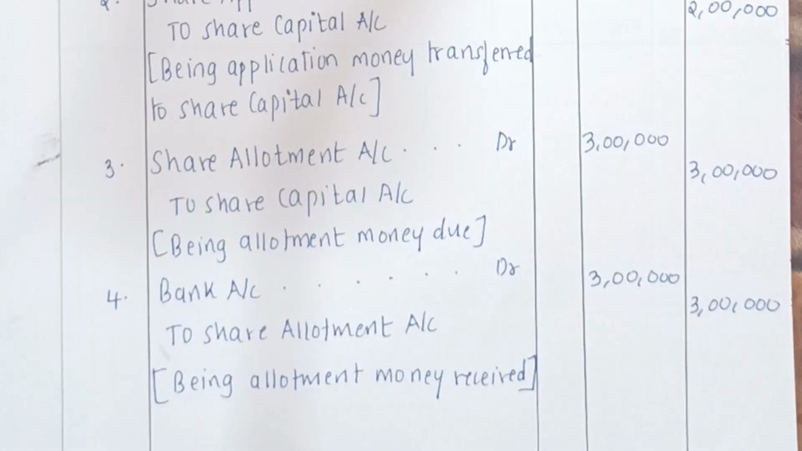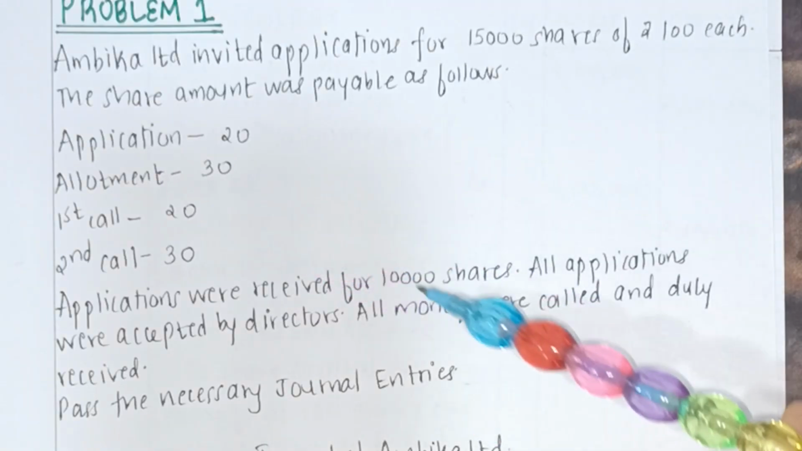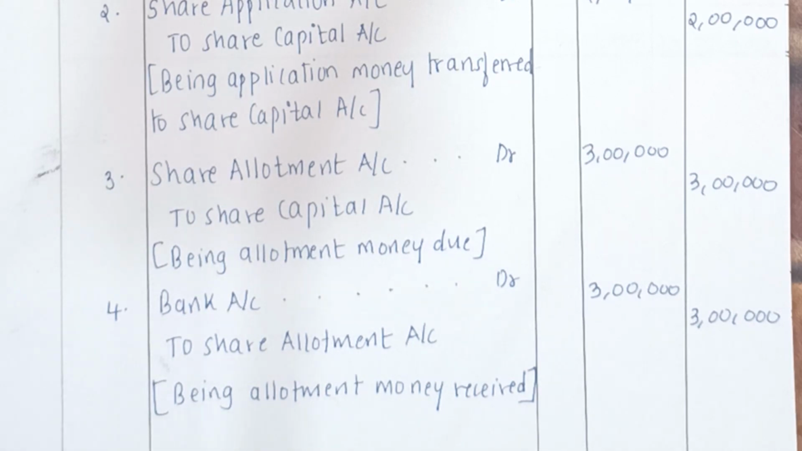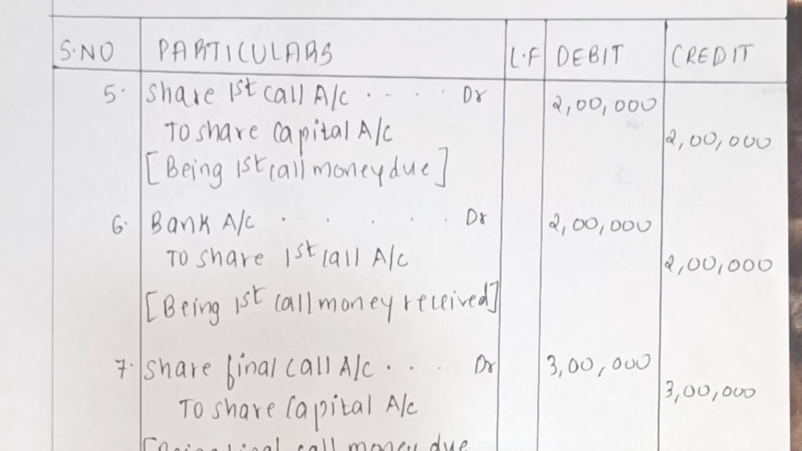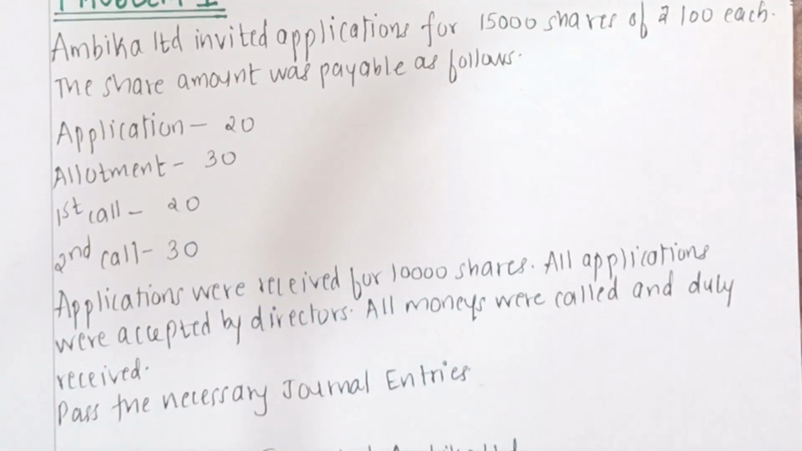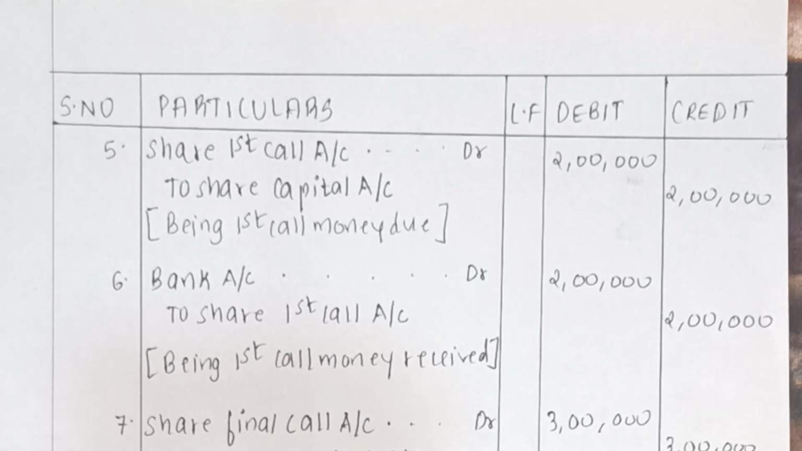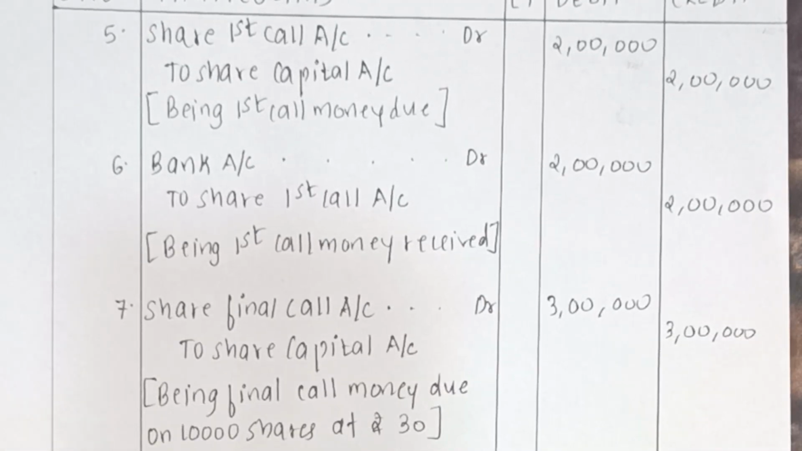Moving on to allotment, share allotment account debit to share capital account, and the amount is 3 lakhs, 30 into 10,000. The narration is allotment money due. Fourth is bank account debit to share allotment account, amount is 3 lakhs and 3 lakhs, and the narration is allotment money received. Next, the fifth one is share first call account debit to share capital account. The amount is 2 lakhs, 10,000 multiplied by 20, and the narration is first call money due. The sixth one is bank account debit to share first call account, with the narration first call money received, and the amount is 2 lakhs and 2 lakhs.